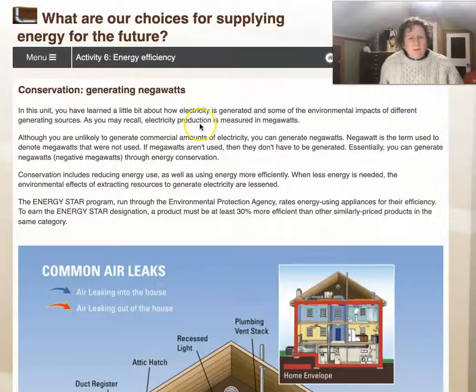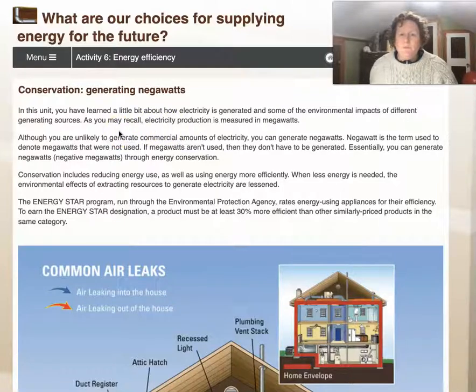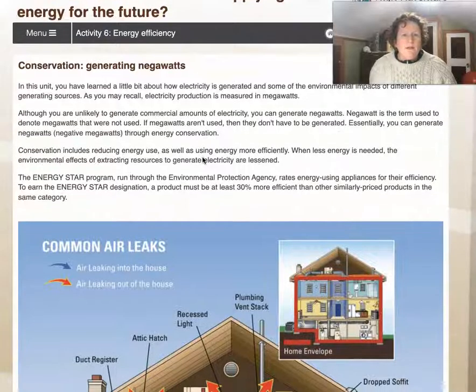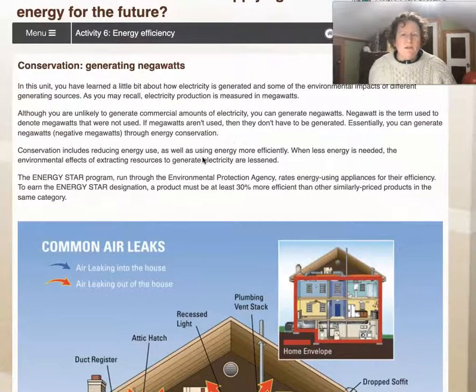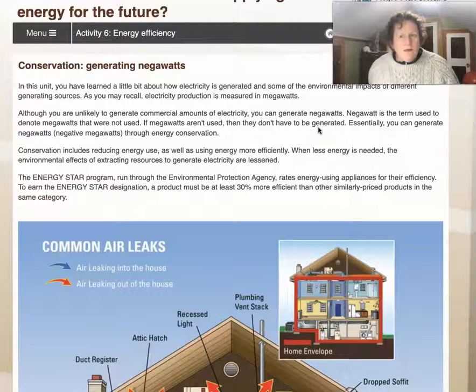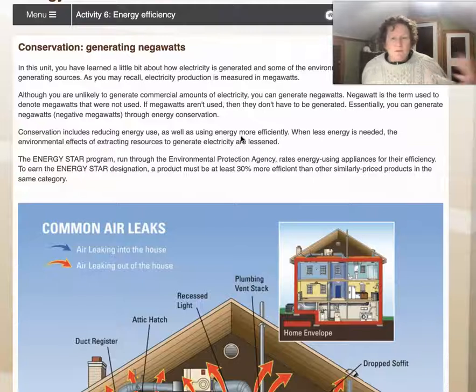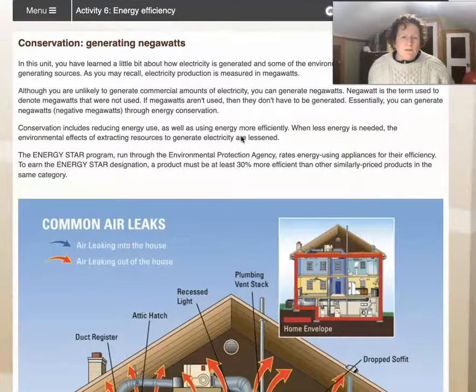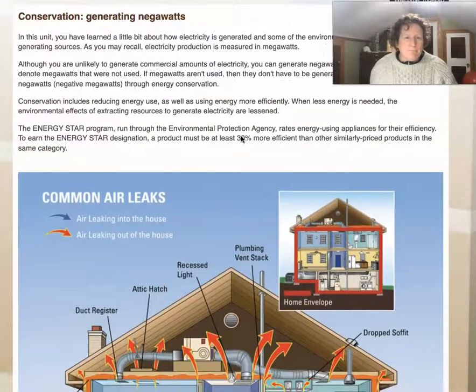We've learned a little bit about how electricity is generated and some of the environmental impacts of different generating sources. As you may recall, electricity production is measured in megawatts. Although you're unlikely to generate commercial amounts of electricity, you can generate negawatts. A negawatt is a term used to denote megawatts that were not used. So negawatts are the amount of energy we save. If megawatts aren't used, they don't have to be generated, and we don't have to build extra power plants that burn more fossil fuels. Essentially, you can generate negawatts through energy conservation.